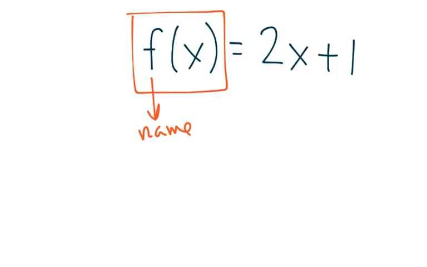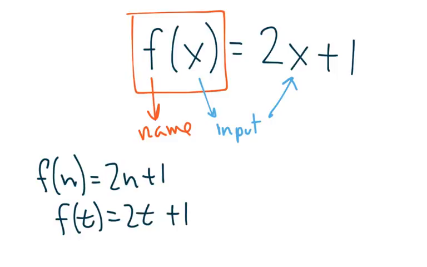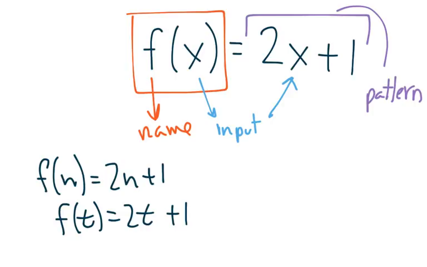Now, in parentheses, we have our input. We also see that input somewhere in our pattern, the same variable. So if I change this to f of n, it would be 2n plus 1. Or f of t would be 2t plus 1. So that just represents our variable and our input. Now this represents the pattern. In this case, we're taking our input, timesing it by 2, and adding 1. That's the pattern we have.